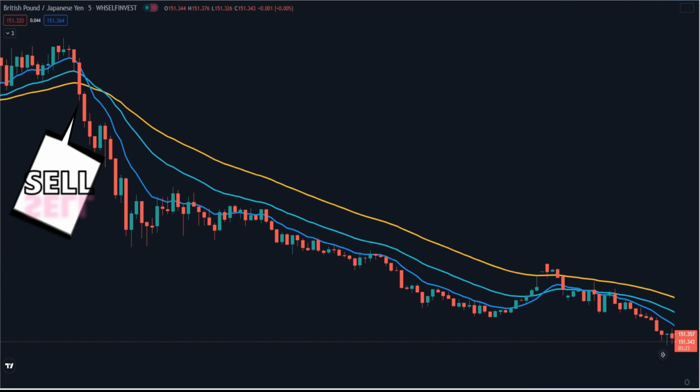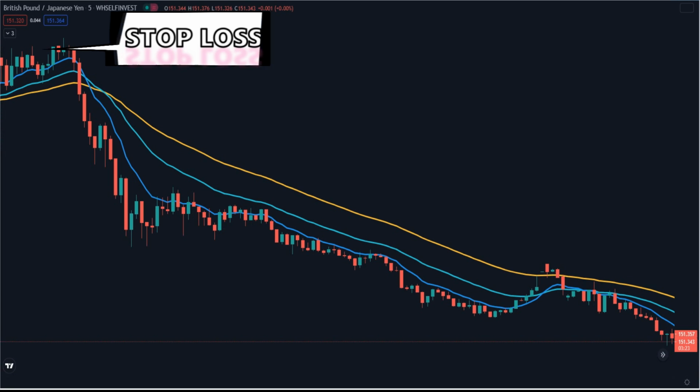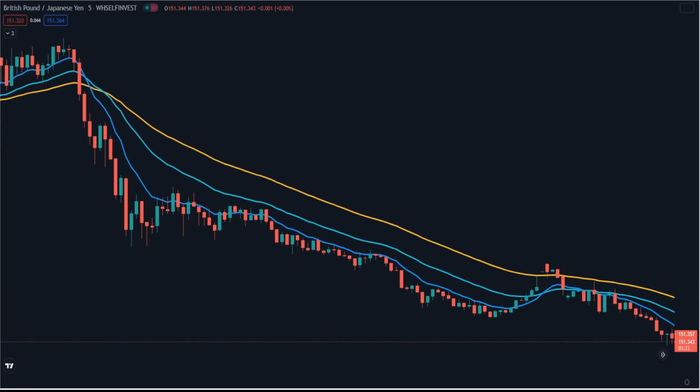Selling rules. Step number 1. When the 10 exponential moving average crosses 25 exponential moving average, and then also crosses the 50 exponential moving average to the downside, then sell. Step number 2. Place your stop loss a few pips above the nearest swing high point.